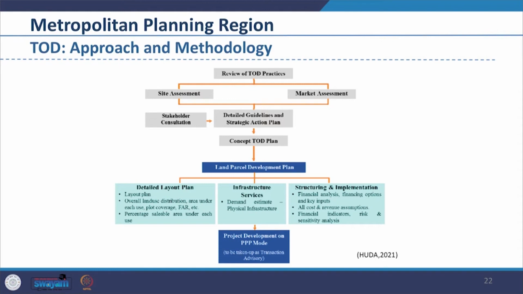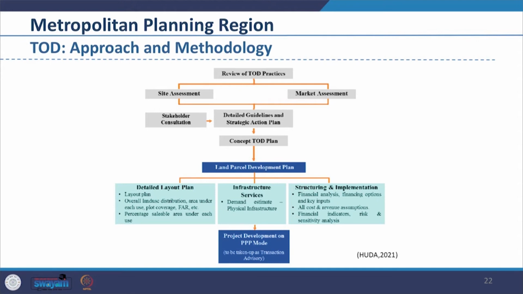Detailed layout plan included layout plan, overall land use distribution, area under each, plot coverage, FAR, all these details. Percentage sellable area under each use was also specified. Within the infrastructure services, demand estimate of physical infrastructure was done. Within the structuring and implementation details, financial analysis, financing options and key inputs were specified. All cost and revenue assumptions, financial indicators, risk and sensitivity analysis were performed.